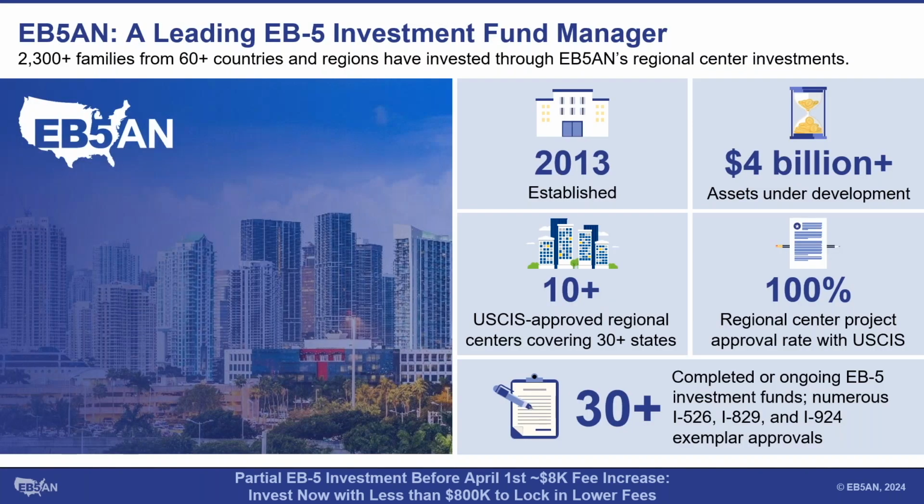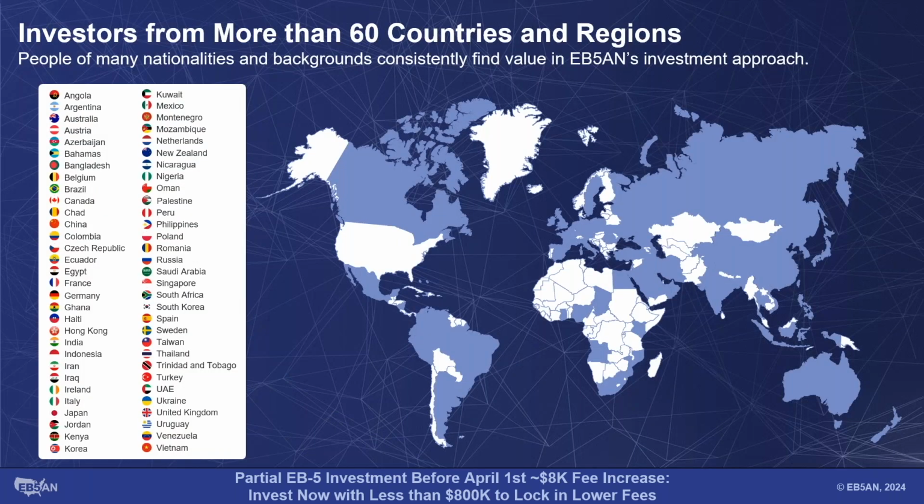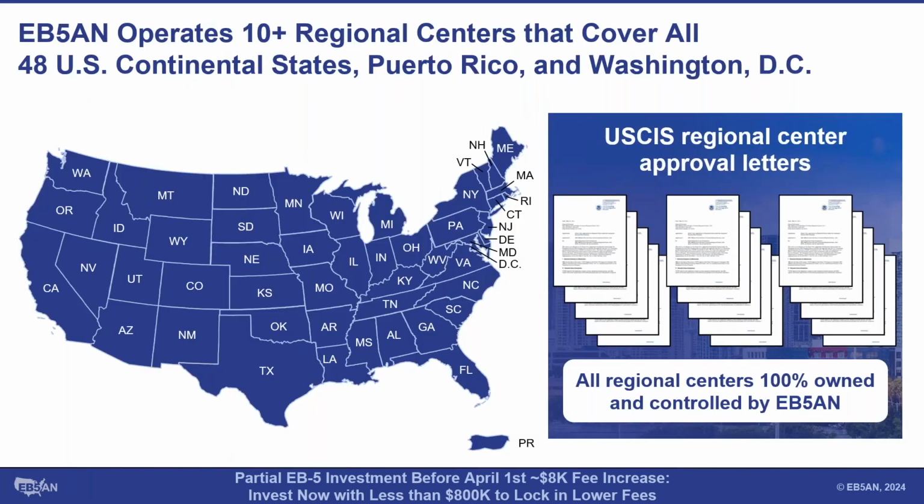So a little bit about EB-5AN. We're a leading national EB-5 investment fund and regional center operator. We've been in this space for more than 10 years. We've worked with thousands of EB-5 investors from many countries around the world. This is a map showing where many of those countries are. We're the only regional center that covers the entire continental United States, which means we can be very selective about which projects we choose to take on anywhere around the country, which is particularly important now that the rules provide substantial advantages to projects located in rural areas.